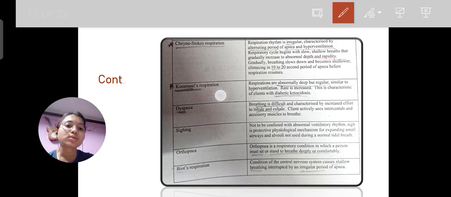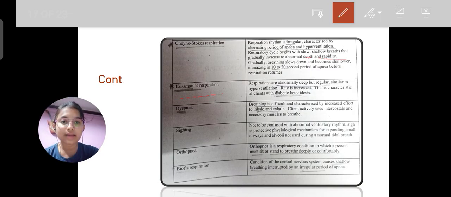Now the Kussmaul respiration. Kussmaul respiration is mainly seen in diabetic ketoacidosis. It is a very important question. So in a diabetic ketoacidosis case, we see the Kussmaul breathing. Remember that it is regular and it is a hyperventilation, meaning there is increased rate and depth of ventilation, but it is seen mainly in the diabetic ketoacidosis patient.